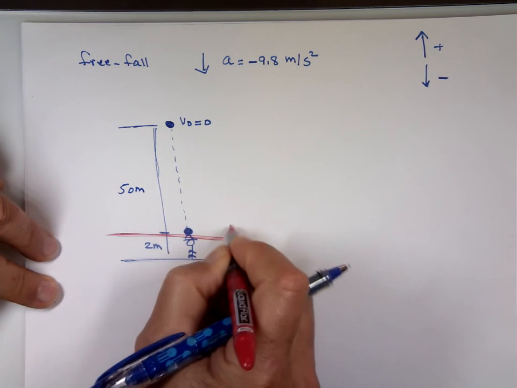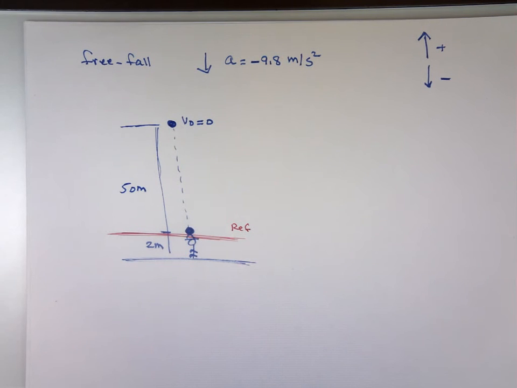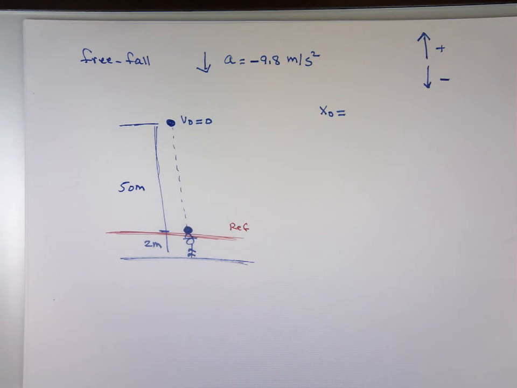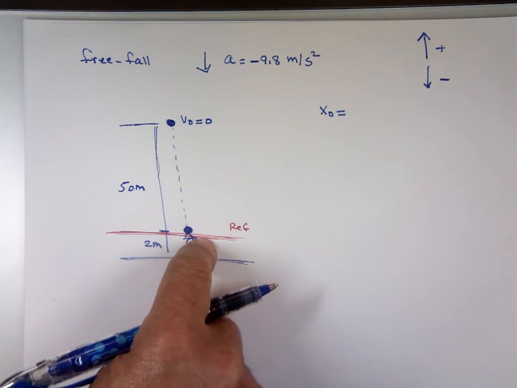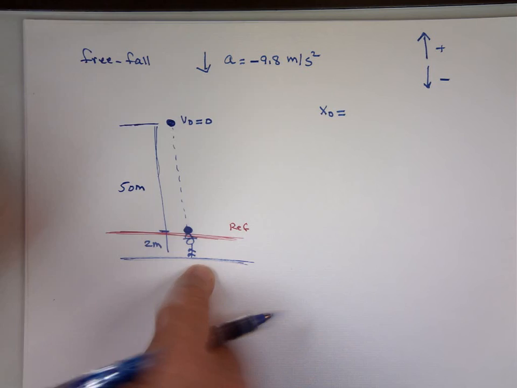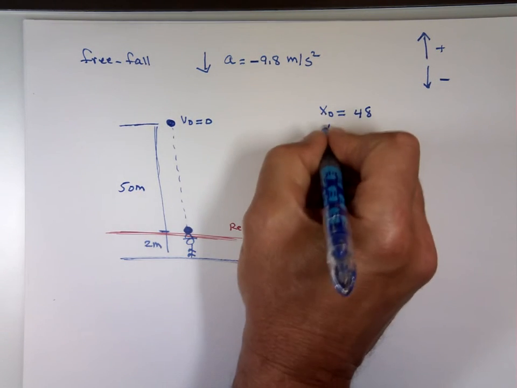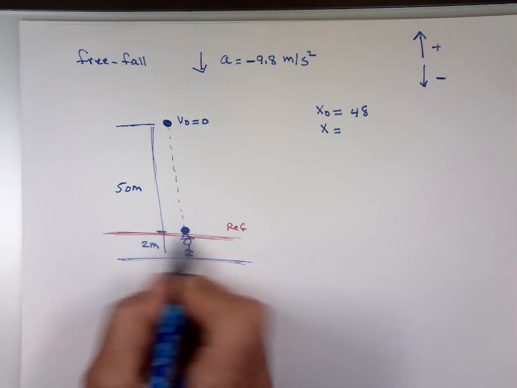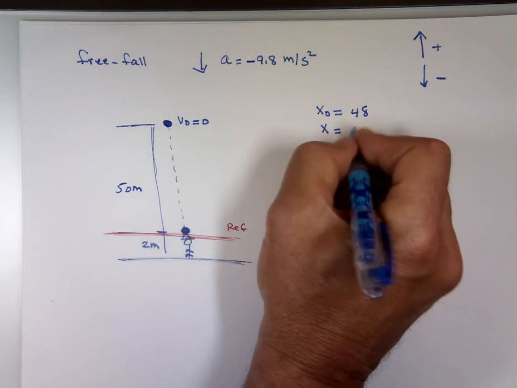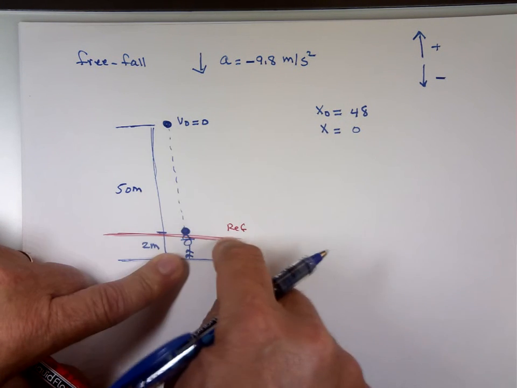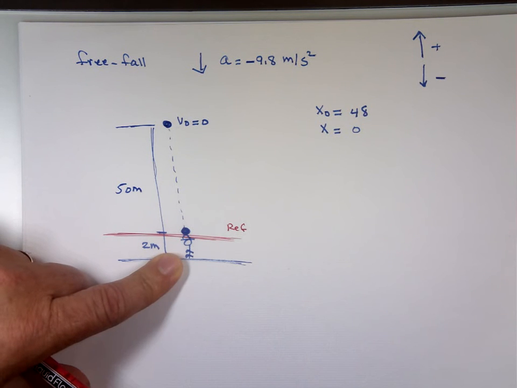Let's see what we know. Do we know the initial height, x sub 0? 50 meters, if you're going to use the ground as reference. Okay, sorry, 48 if you use the teacher's head as reference. What's the final height if I use this as reference? 0. Again, I could have used the ground as reference, then the initial becomes what? 50, and the final becomes what? 2. Still 48, the gap, so it doesn't make any difference.